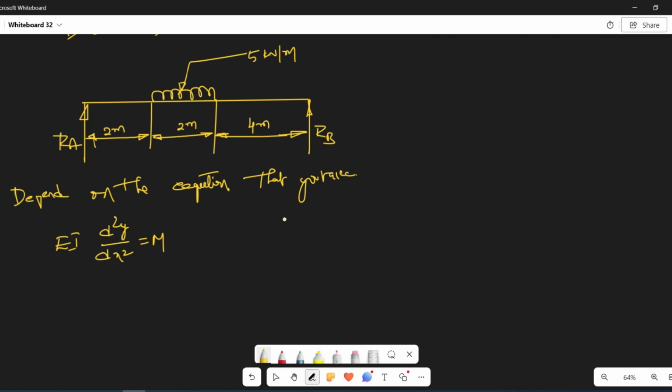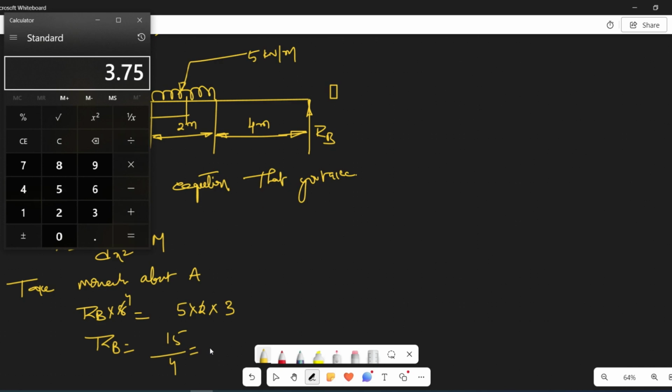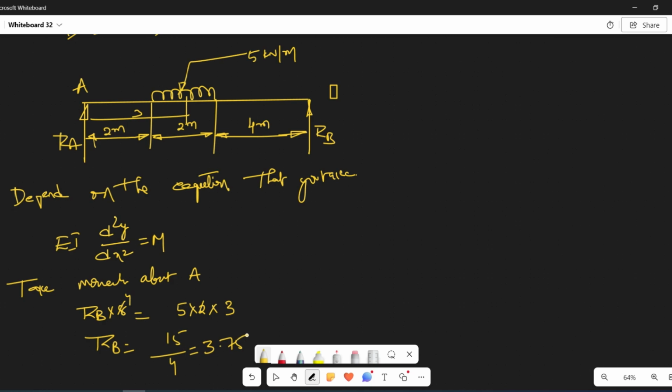For using that bending moment equation, we require RA and RB. So for that, take moments about A. We have RB into 8 equal to 5 into the distance of the center of gravity from RA. Obviously, RA follows.